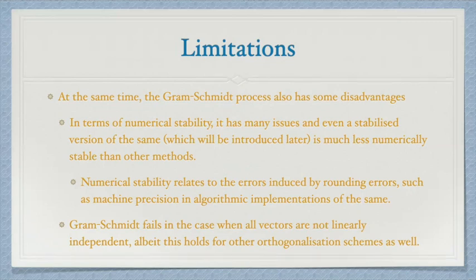Further, the Gram-Schmidt process also fails to produce an orthogonal set of vectors when the set of vectors is not linearly independent. However, this limitation is not necessarily the fault of Gram-Schmidt orthogonalization, since it holds for other orthogonalization schemes. One of the major assumptions before applying an orthogonalization scheme is to check whether or not the set of vectors is linearly independent.